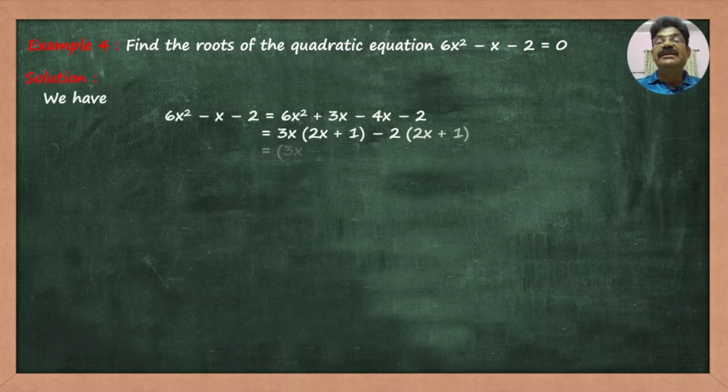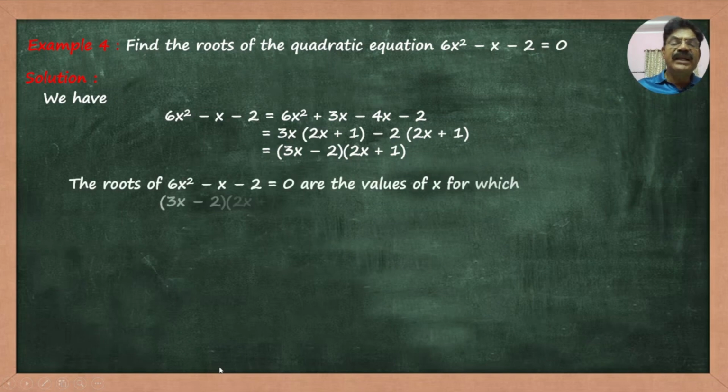Therefore, the middle term, that is -x, can be written as 3x - 4x. So the polynomial expression 6x² - x - 2 can be written as 6x² + 3x - 4x - 2. In the first two terms, 3x is common. You take it outside, you will be left with 2x + 1. In the last two terms, -2 is common. You take it outside, you will be left with 2x + 1. In these two terms, 2x + 1 is common. You take it outside, you will be left with 3x - 2.